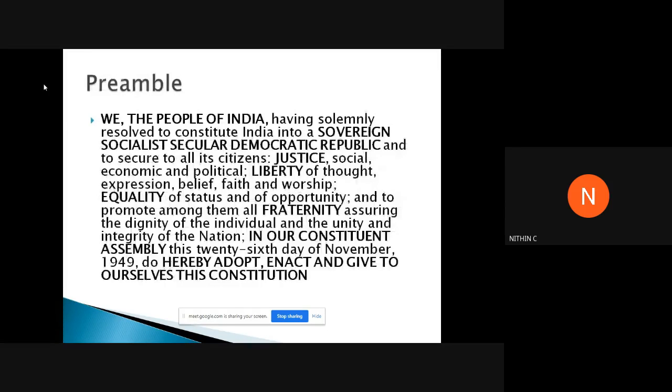Then another feature is our preamble. The preamble is like the cover page of a book, an introduction. This is what you see as the preamble of our constitution. You can read that in detail. We will study these things in the next classes.